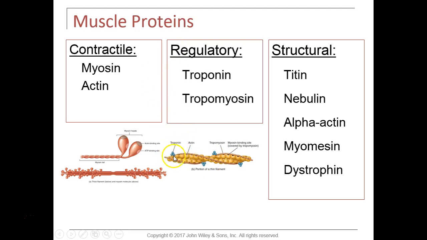Troponin is represented by these three little blue circles, and then we have what we call tropomyosin. Troponin's job is to bind calcium. There are three little subunits here. One subunit binds calcium ions, one subunit binds to the actin filament, and one subunit binds to tropomyosin. We're just going to call this whole group troponin, and I'll tell you what it does in a second.